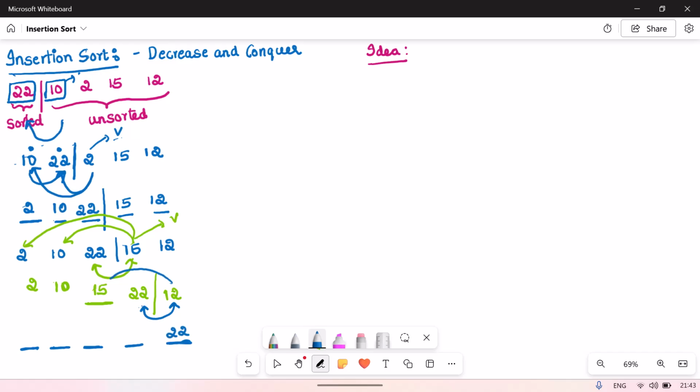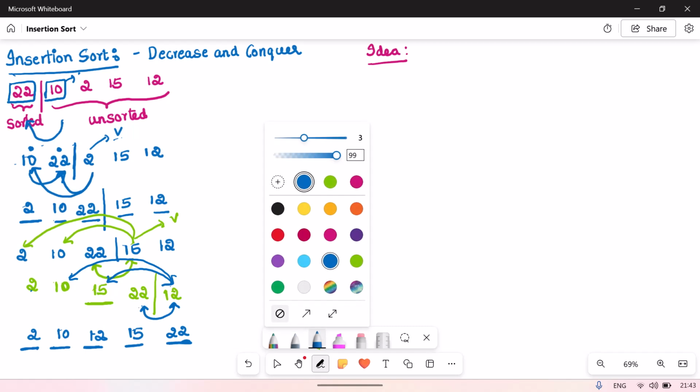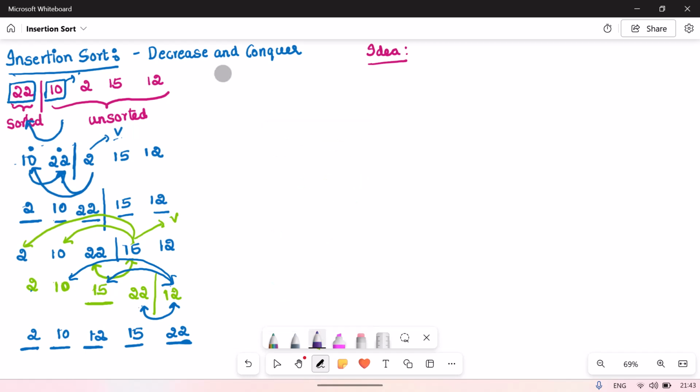Then again 15 and 12 will be compared. When compared, we come to know that they are not in position. So 15 will come here. Then 10 and 12 will be compared. They are in the order, so no problem, it will be here itself. Again, here 2 will be there, and this 12 will be placed over here. So this is the idea of insertion sort. Let us look at the algorithm and then also do the calculation.